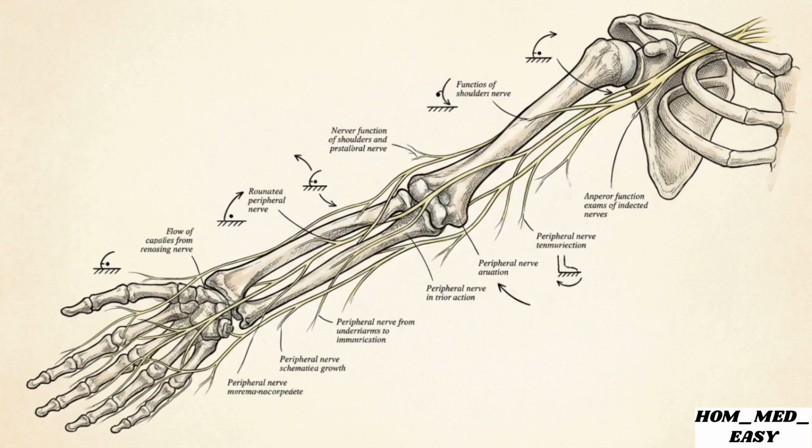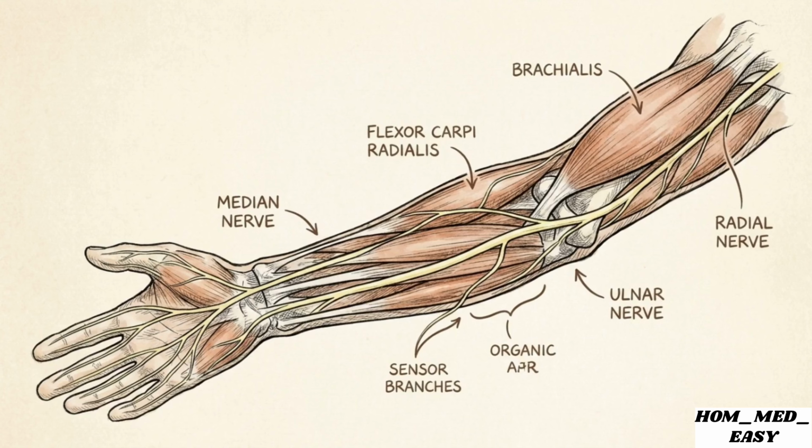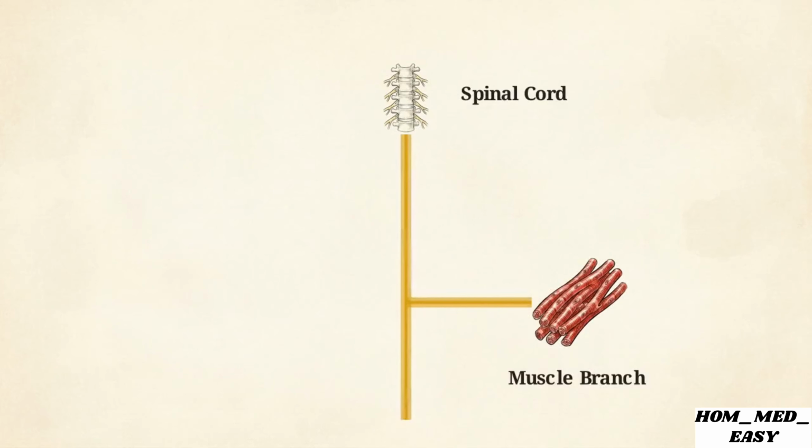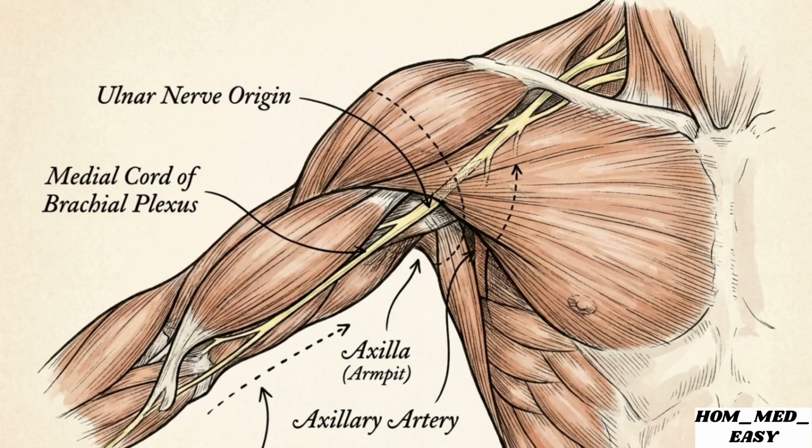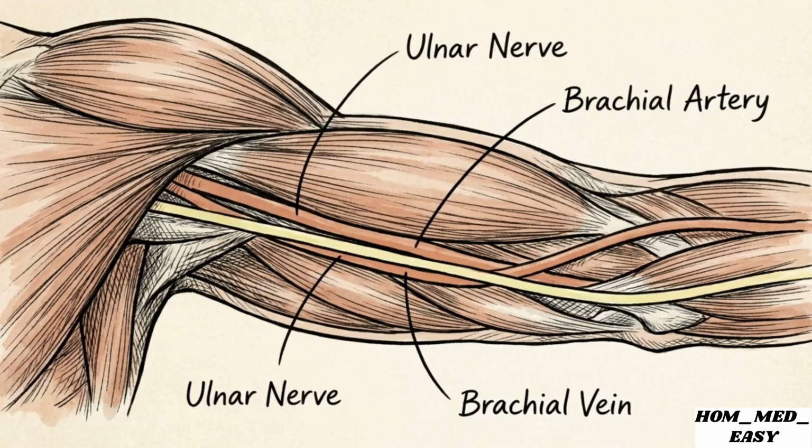To understand how this system fails, we have to map the physical architecture of its branches as it travels down the limb. In peripheral neuroanatomy, the geographical layout of a nerve dictates everything. Where a nerve drops its branches directly determines the downstream clinical consequences of a physical injury. The nerve begins its descent from the axilla, or armpit, running straight down the medial side of the arm, parallel to the axillary and brachial arteries.